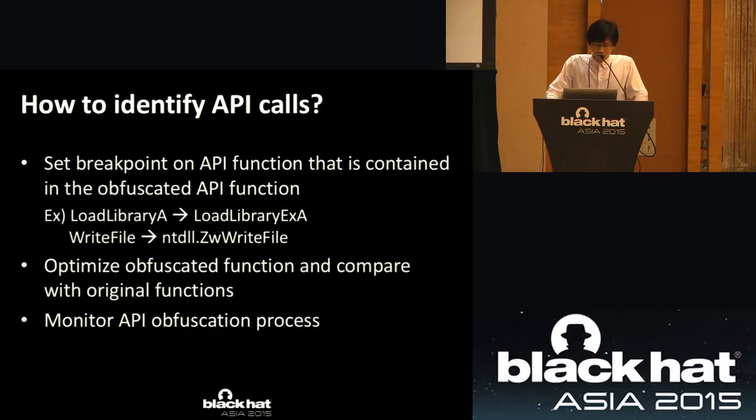Second, I tried to optimize the obfuscated function code, and I compared each optimized function with the original functions. I found that it is precise, with more than 90% matching very well, but some functions are very short and hard to optimize, so I needed an easier method to deobfuscate API calls. So finally, I tried to monitor the API obfuscation process.